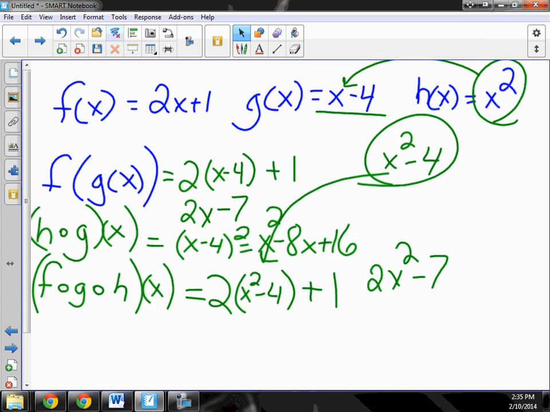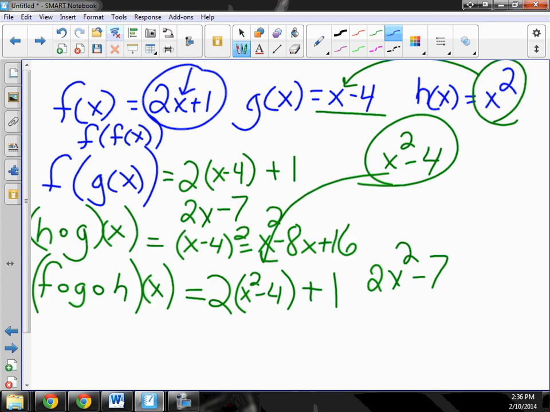Okay? And you can even do f of f of x. What would that look like? You just put 2x plus 1 into the x for 2x plus 1. So 2 times something plus 1, and that something is itself 2x plus 1. So 4x plus 2 plus 1 is 4x plus 3. Now there's a lot more going on with composition than you know so far.